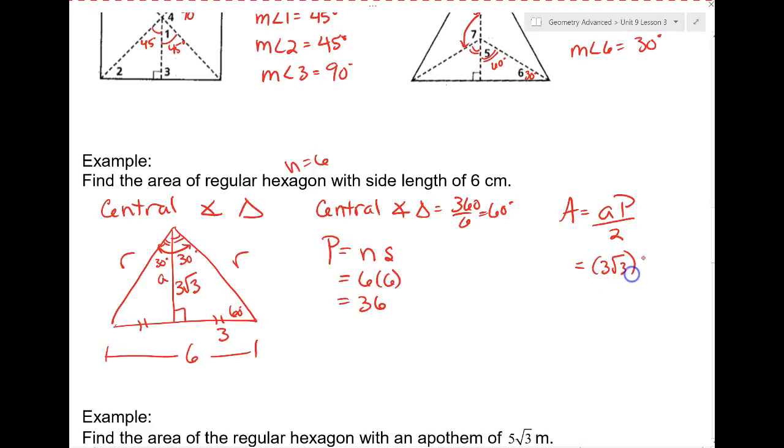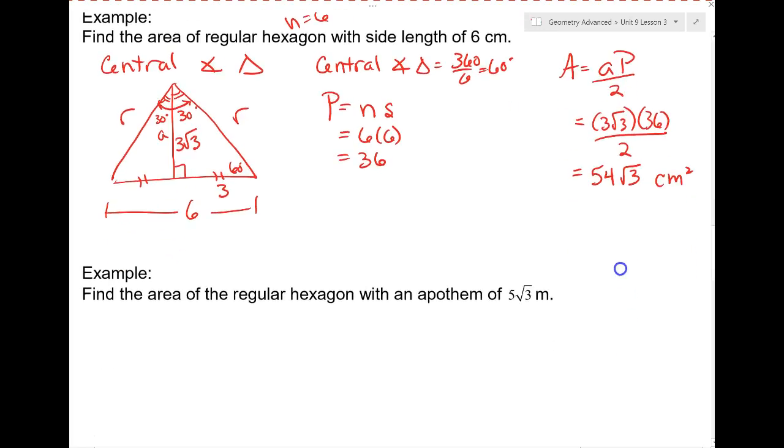So my apothem is 3 root 3. My perimeter is 36 all over 2. So guys, when I work with this, I got 36 divided by 2. That's 18 times 3root 3. That's 54 root 3 square centimeters. Does this take a little more time than what we've been doing? But it's not impossible.